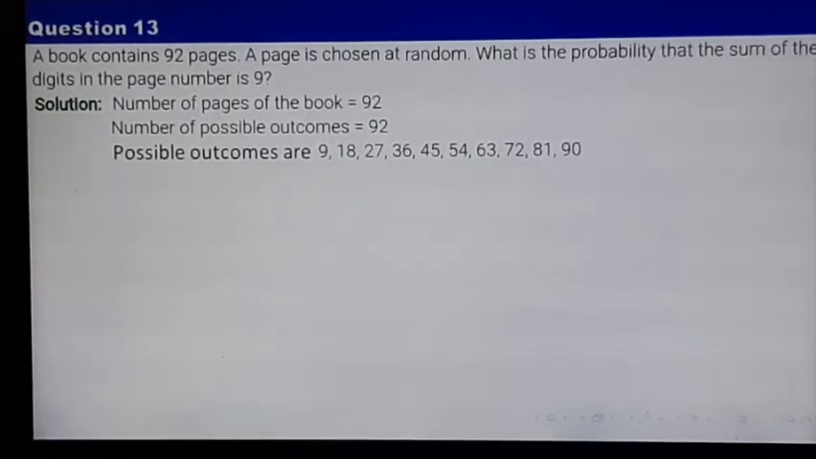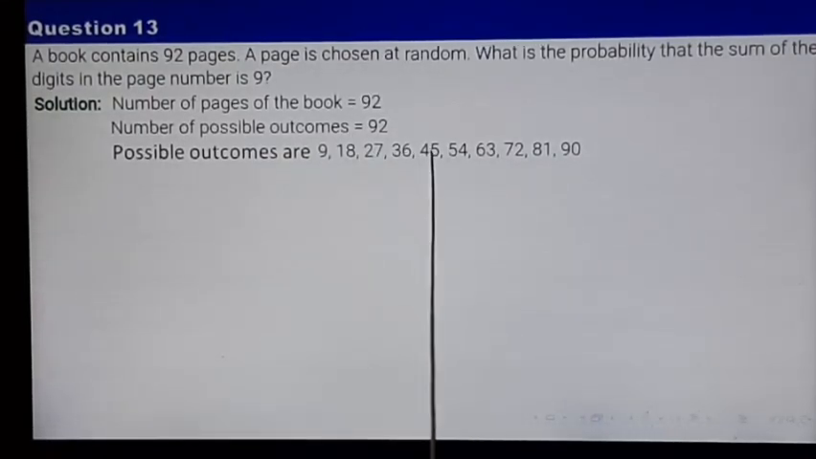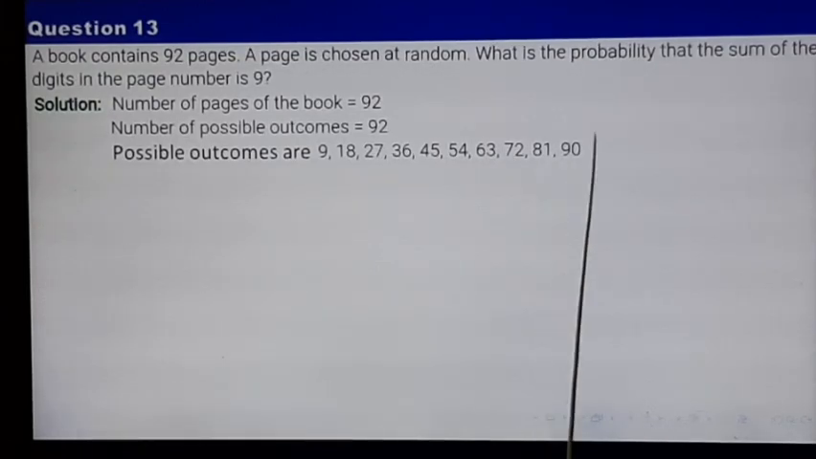That means let's see what is the favorable number of outcomes. So there is 1 2 3 4 5 6 7 8 9 and 10.